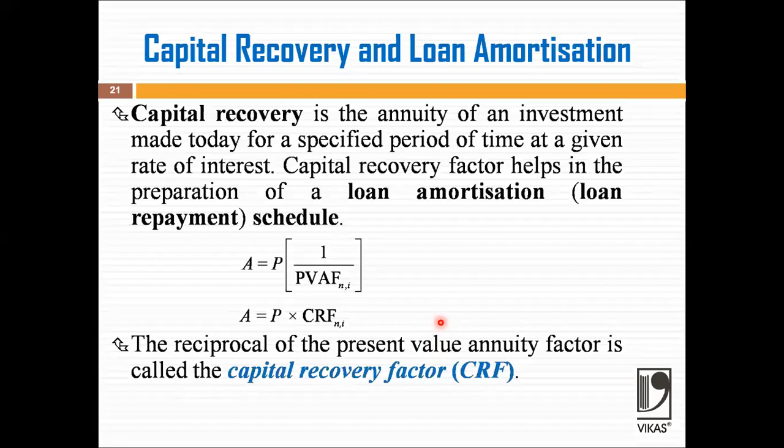Right. The reciprocal of the present value annuity factor is called the capital recovery factor. So this is called the capital recovery factor, CRF, 1 over present value annuity factor, right?